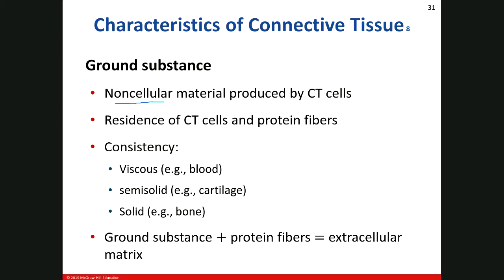There are different consistencies to ground substance. It can be liquidy, viscous like our blood, or it could be like the basement membrane of the epithelium, very similar. It can also be semi-solid or solid like bone. We already talked about the extracellular matrix. It's ground substance plus the protein fibers that gives us the extracellular matrix.